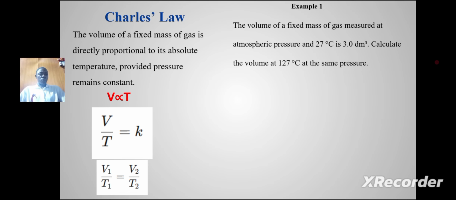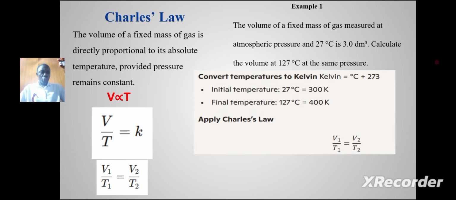The volume of a fixed mass of gas measured at atmospheric pressure and 27 degrees Celsius is 3 dm cube. Calculate the volume at 127 degrees Celsius at the same pressure. So that means pressure was kept constant. As long as pressure is kept constant and temperature is changing, any problem you are asked to solve would require the use of Charles' law.